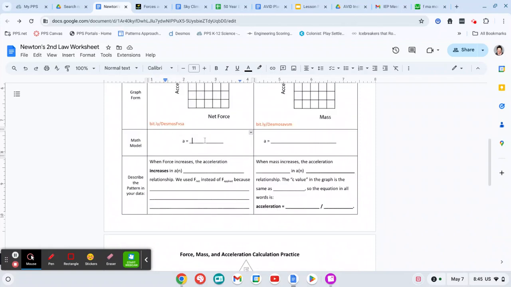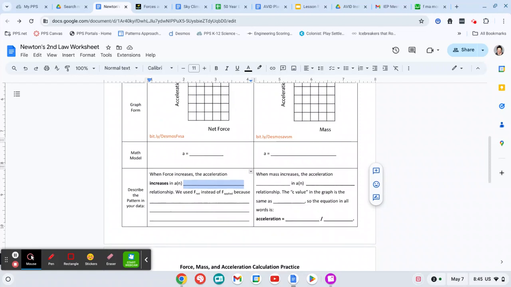Once you have your mathematical model, you will be able to answer this. What we're looking for right here is the explanation of the particular relationship. So we're looking for the word horizontal, proportional, inverse, or quadratic to tell us what relationship there is between force and acceleration. And I also want you to explain why we used the net force instead of the applied force. If you're not sure, go back to that section of my video where I talked about that.